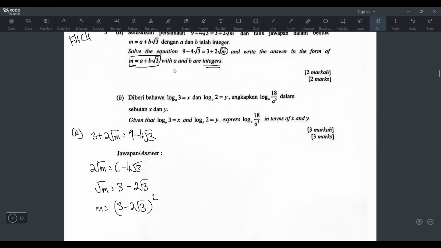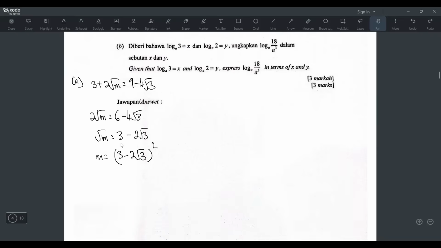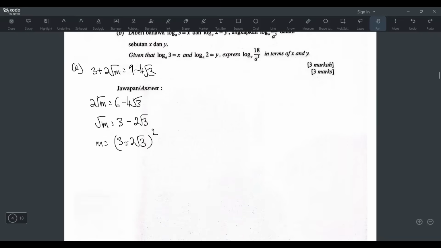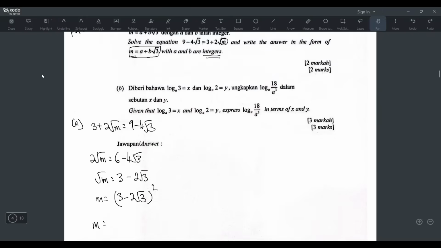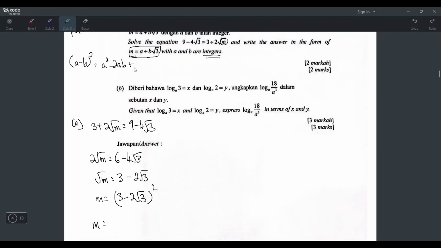So this question actually doesn't even need to rationalize. Because there's no fraction, and there's no square root at the denominator. So we don't need to do that. Just expand this, then we are done already. The way to expand this is like this. When you have a minus b squared, when you expand, you get a squared minus 2ab plus b squared.